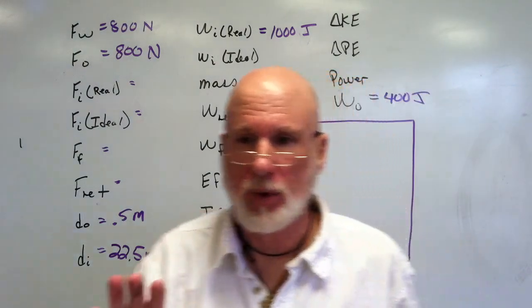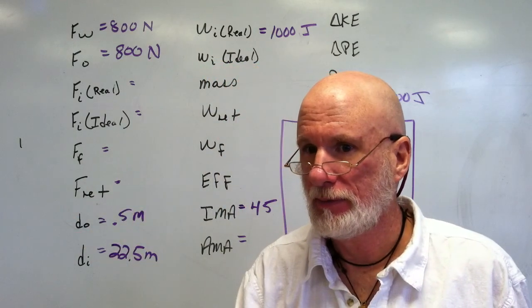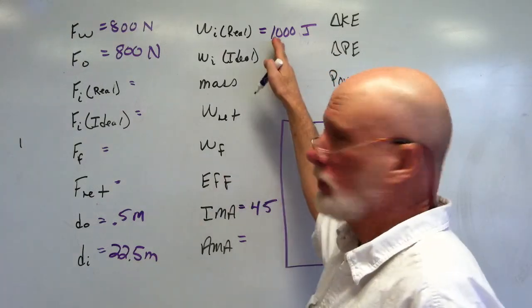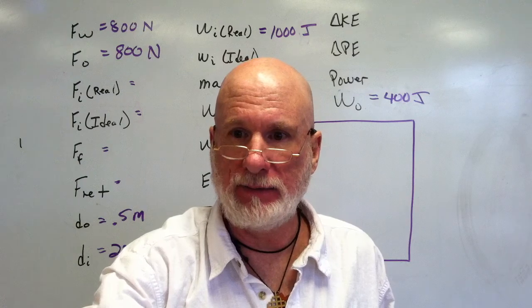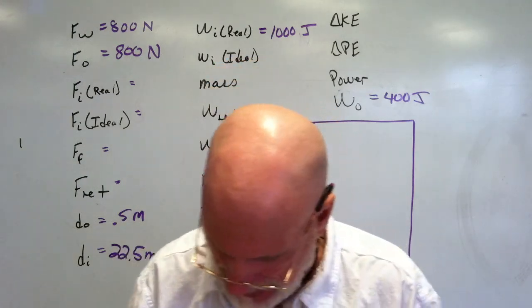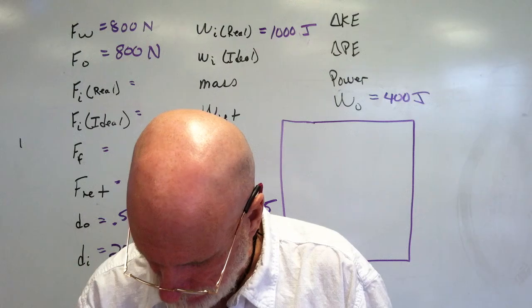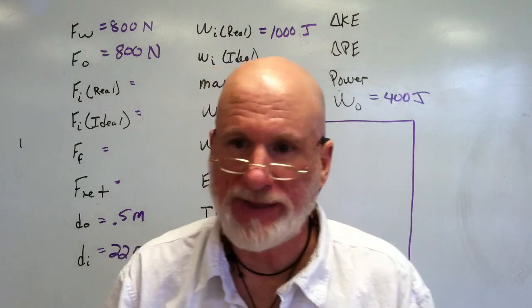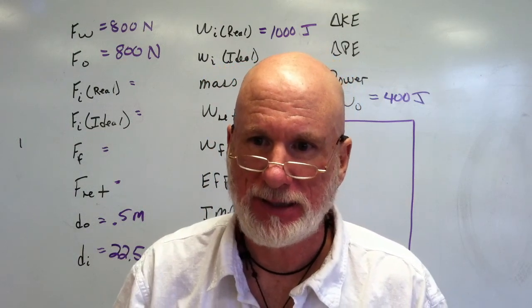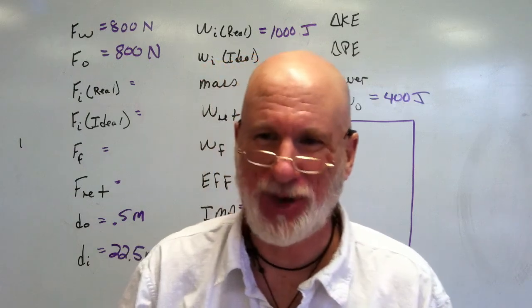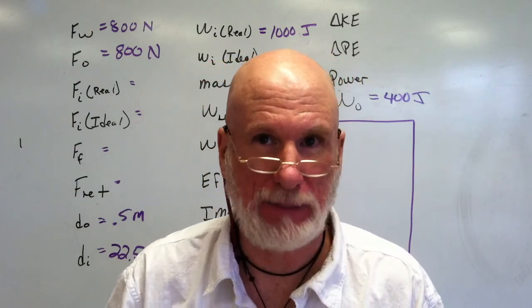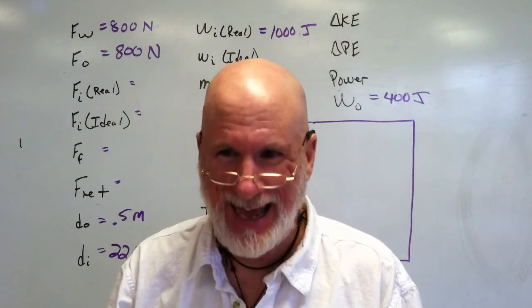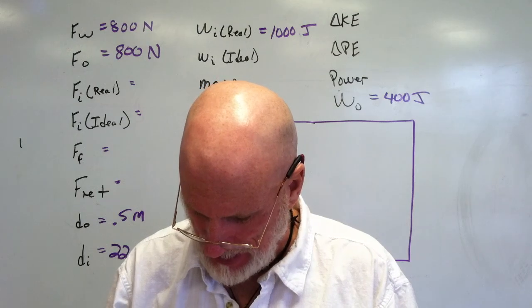What is work input? Well, we don't know yet. Yes, we do, we were given it. Let me remind you. It says Eben expends 1,000 joules. 1,000 joules. Excellent, that's work input. That's your work input.